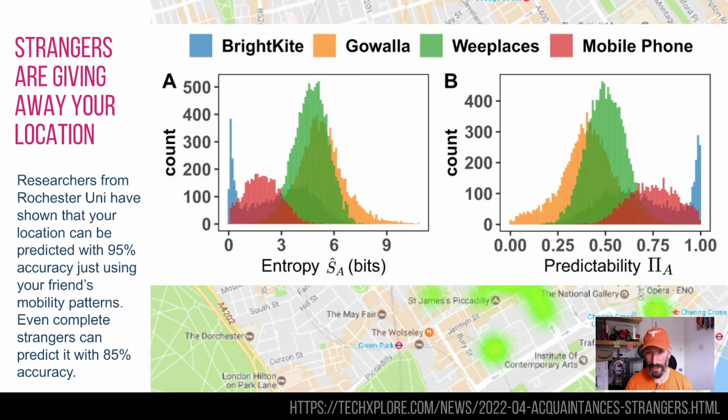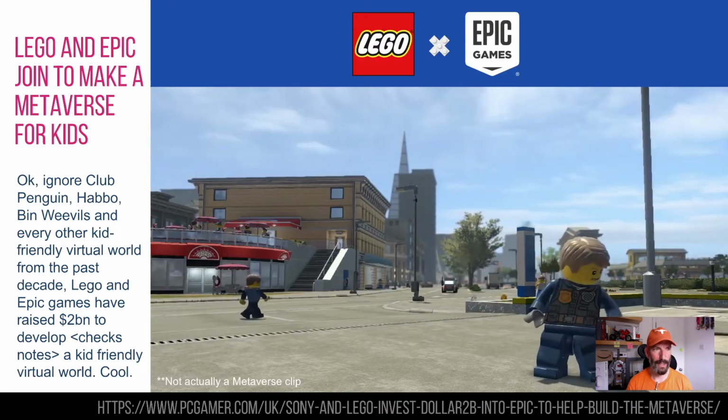So if you thought you were escaping from the law, or whatever you're doing, hiding with everything turned off, even the people around you, complete strangers using the same apps as you, can predict where you will be. That's kind of interesting, scary.